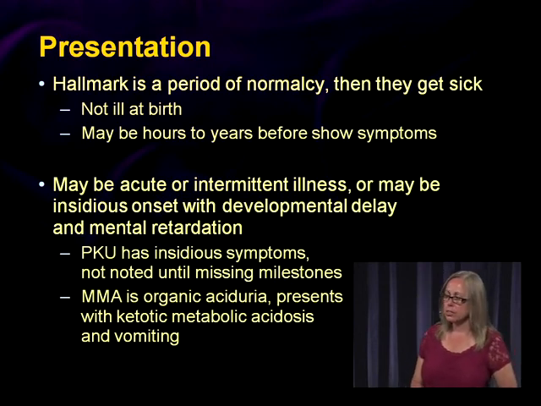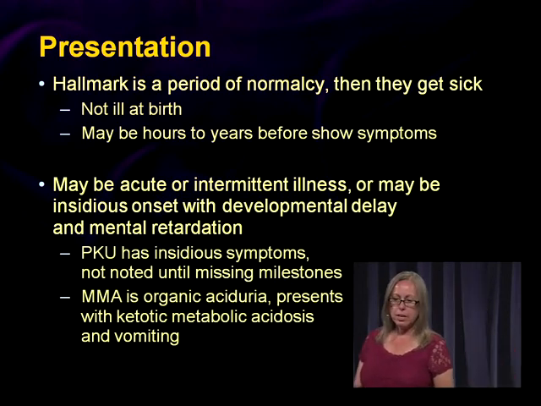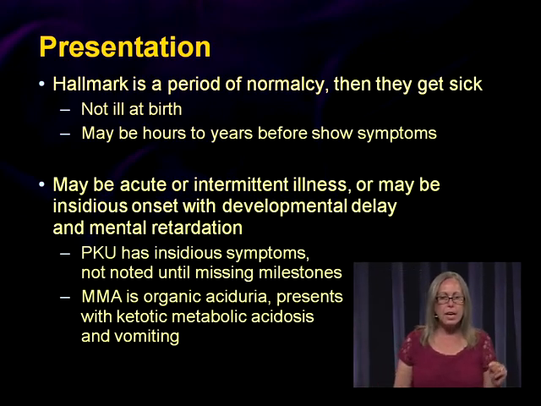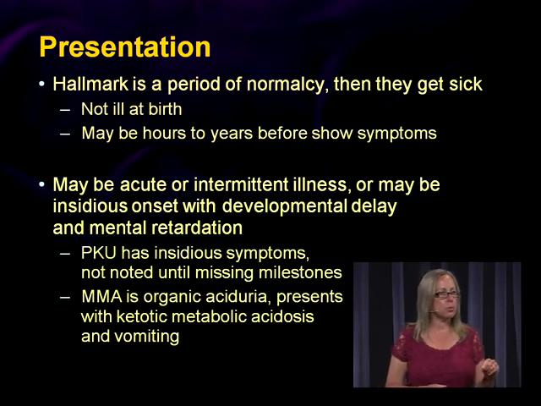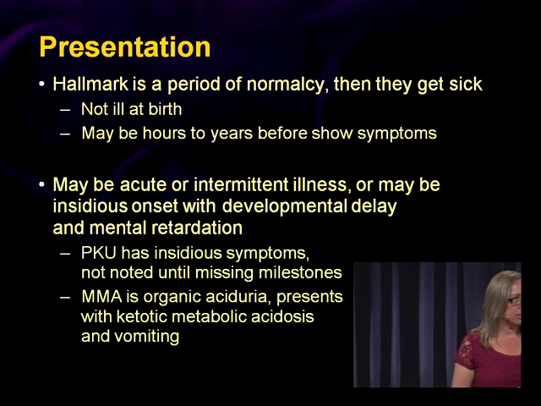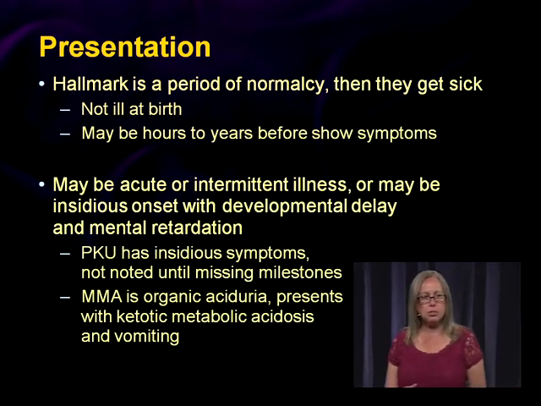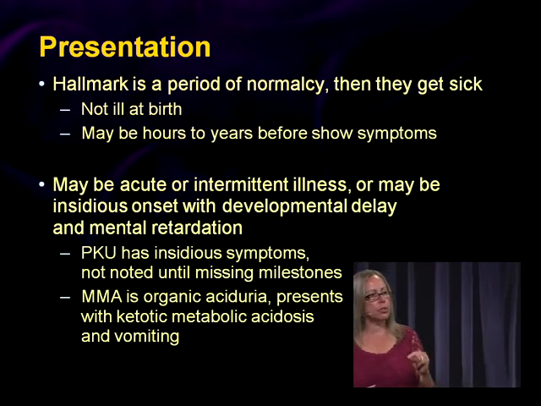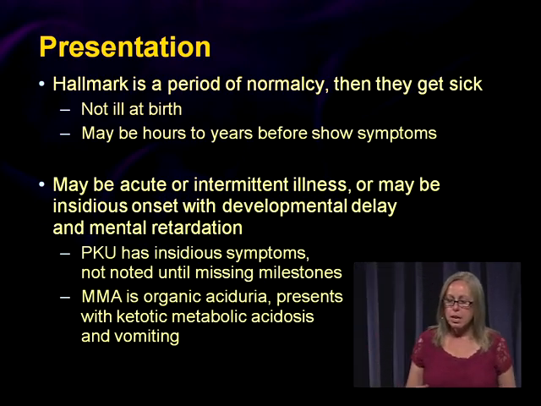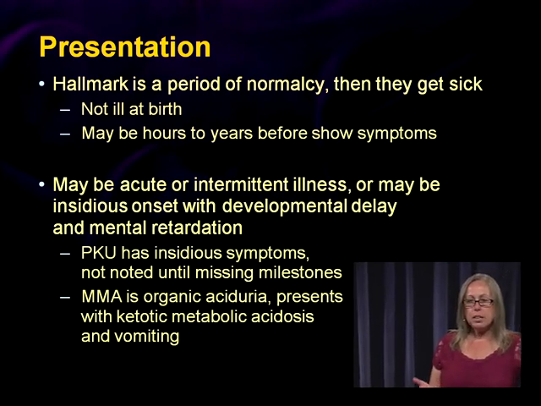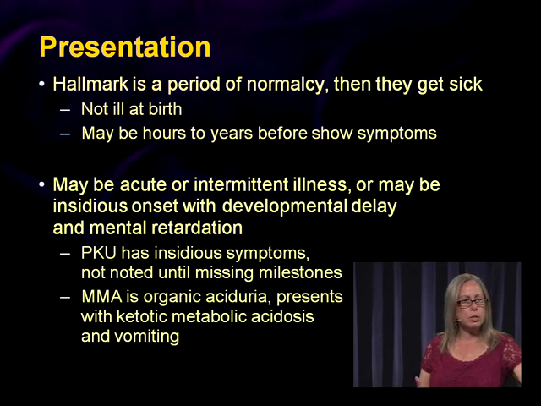It can be an acute illness, or it can be an intermittent illness, and it may be insidious with developmental delay and mental retardation. The classic for that is PKU, and that's why it started the newborn screening program, because by the time you saw the problem, which was mental retardation and seizures, it was too late to do anything about it. But if you start the diet at the very beginning, you can avoid all of those problems. MMA, however, methylmalonic acidemia, presents with a ketotic metabolic acidosis and vomiting, so much more attention getting rather than being this insidious onset.